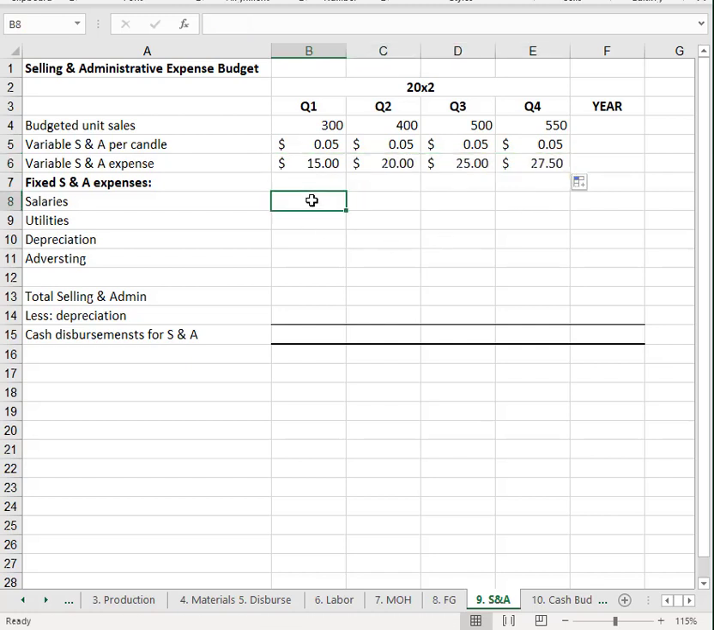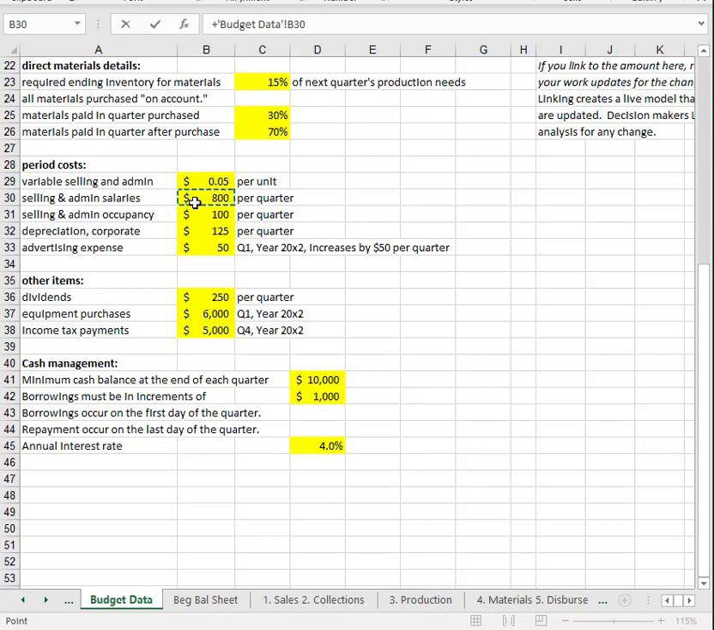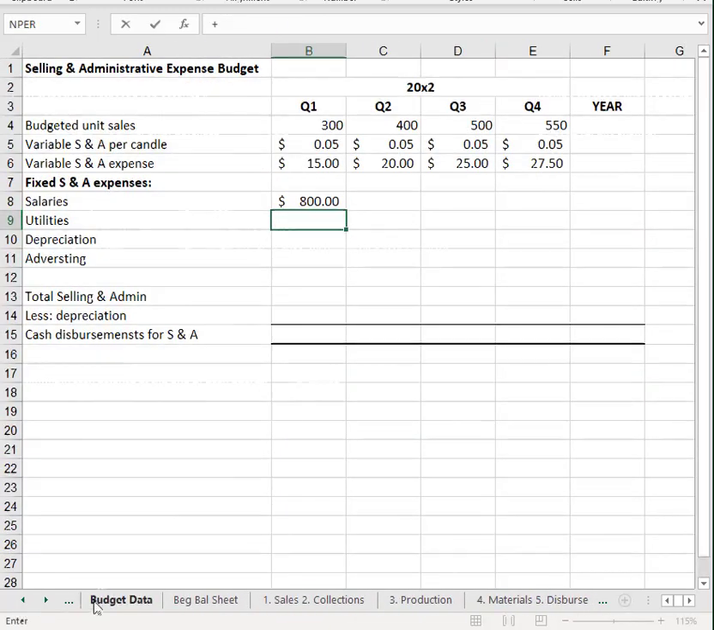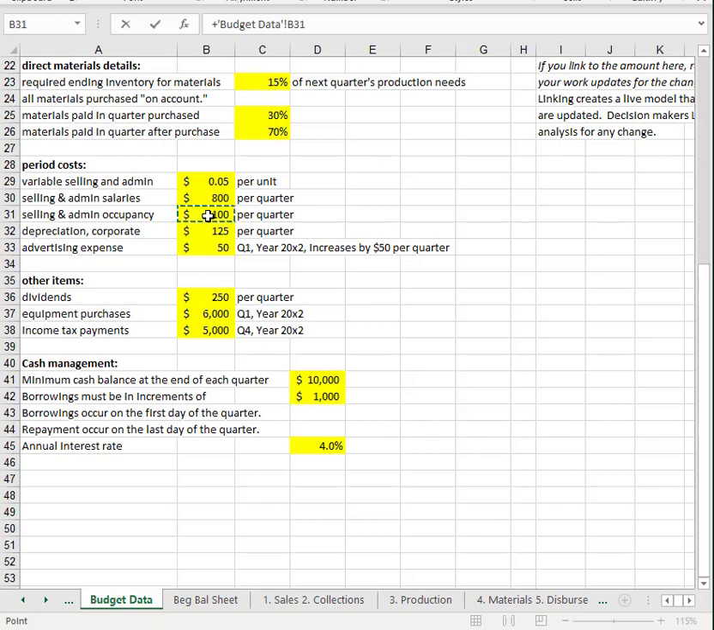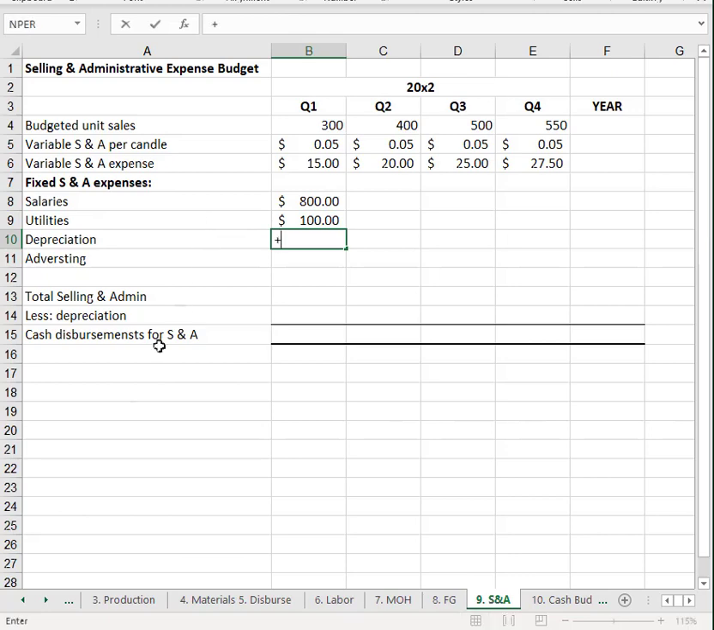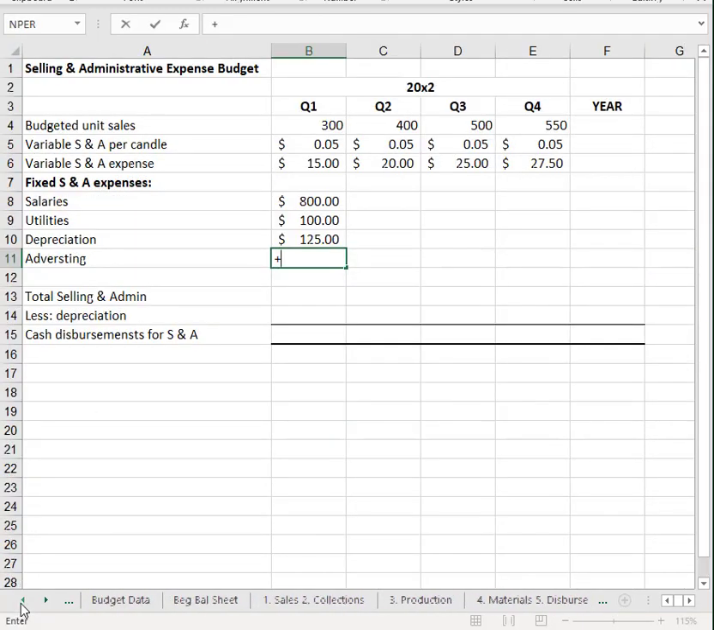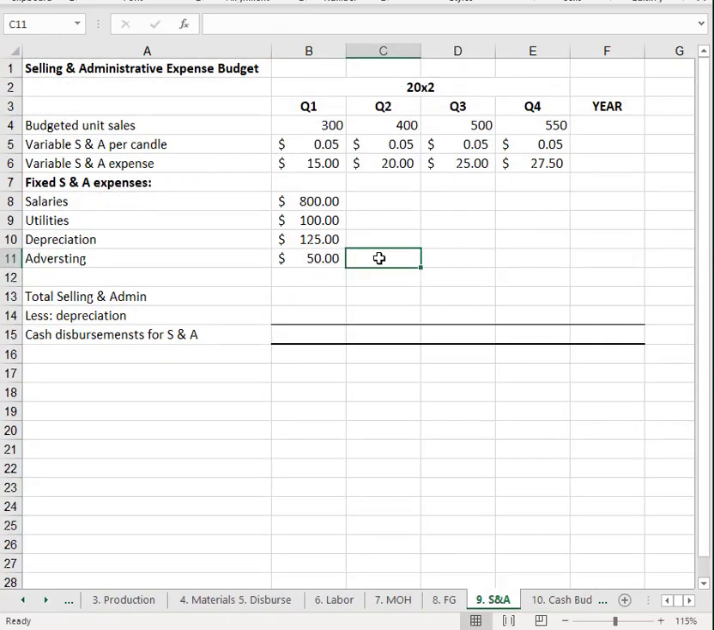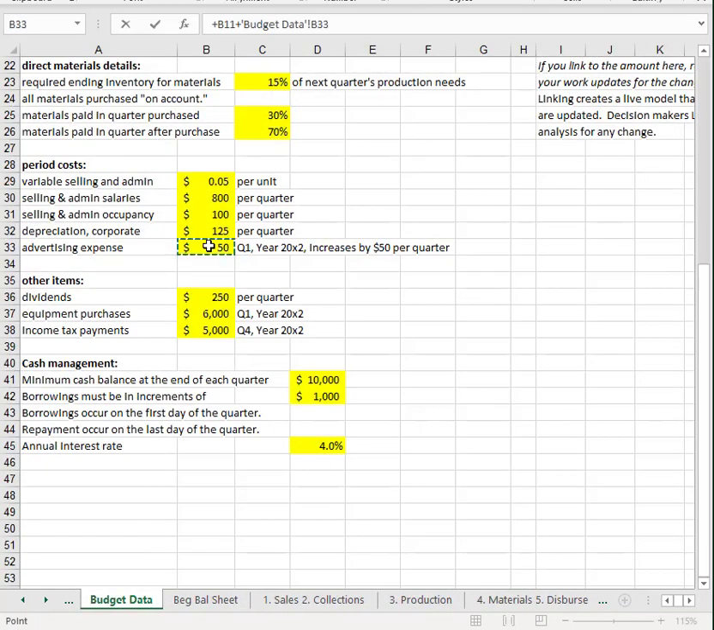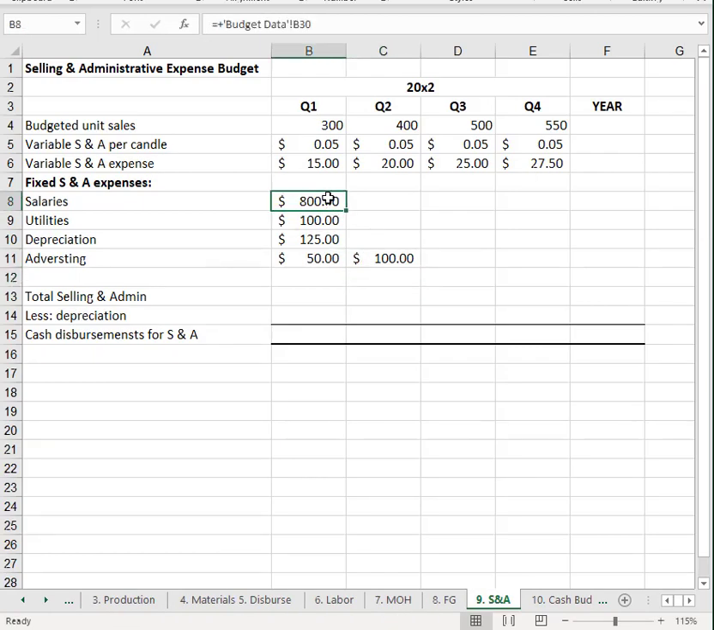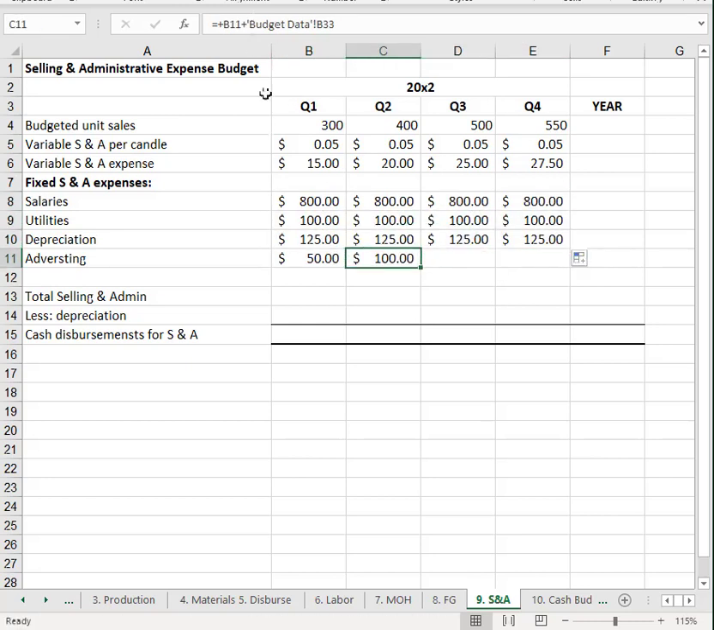And now the fixed is the same every quarter. So let's link to that. Salaries, and utilities. Looks like I need to rename that to be occupancy, depreciation, and advertising. Now, advertising is going to be a little different, because it's going to be 50, and then this next one is going to be the prior quarter plus another 50. So these I can lock down and copy them over. They'll be the same every quarter. But this one's going to go up by the amount of the original quarter.